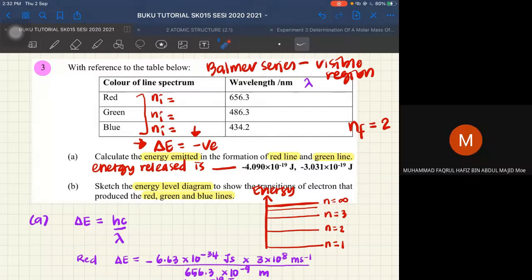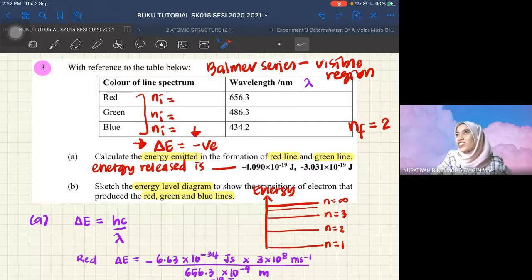Miss, dekat airport ke tu, Miss? Itulah, dia tertinggal ni, dia tertinggal, saya nak bawa balik.